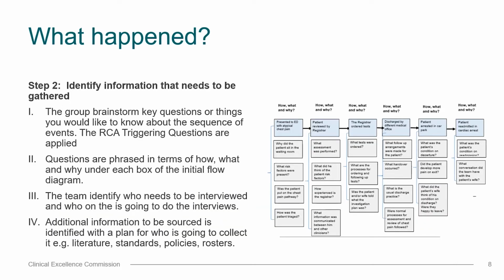Next, the team determine what additional information needs to be gathered. They review each flowchart box and figure out what they know and what they still need to find out. They use the RCA triggering questions to assist with this step. The team then establish how they're going to gather the information and distribute tasks for completion before the next meeting.